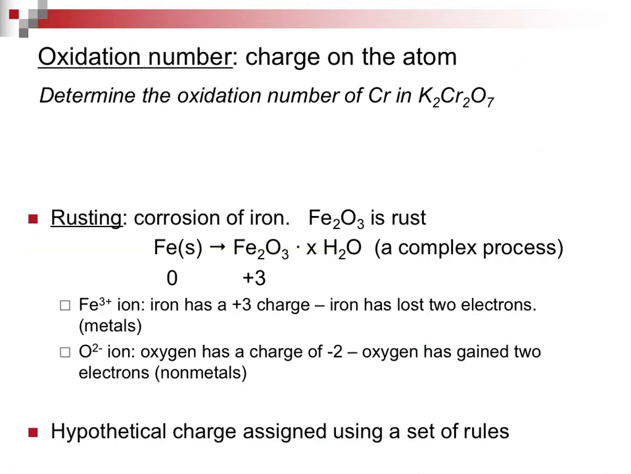Oxidation number is where we start. It's the charge on an atom. And I'm going to leave this to you. How would you go about determining the charge on chromium in this potassium chromate ionic compound?